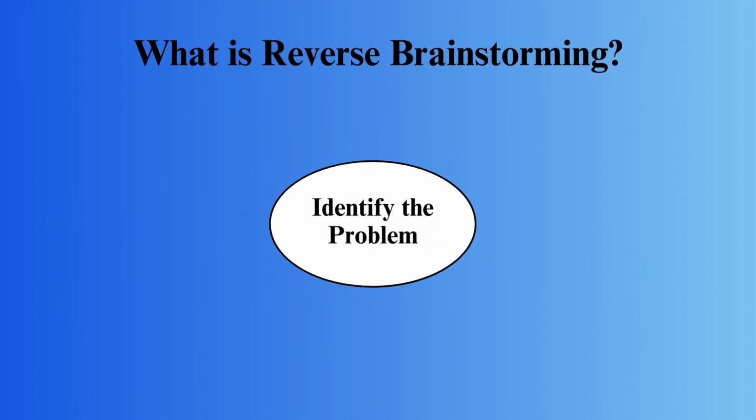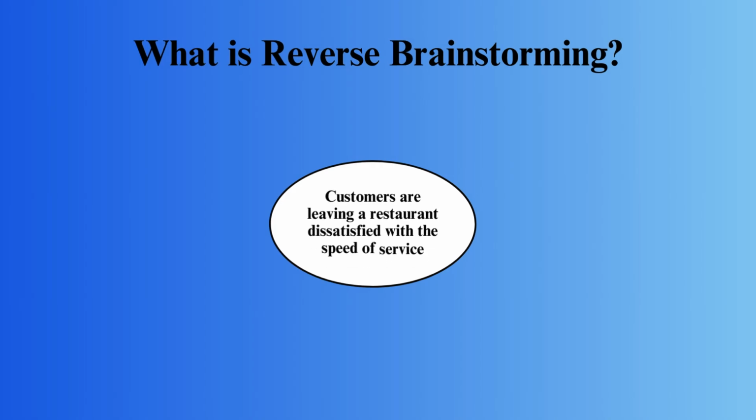To reverse brainstorm, you follow the same first step of identifying the problem. And we'll use this example here that customers are leaving the restaurant unhappy with the speed of the service provided. Then what you need to do is reverse the problem. So instead of thinking about how to solve the problem, ask how you could cause it. So in this example, you'll ask, how can we make the service slower?